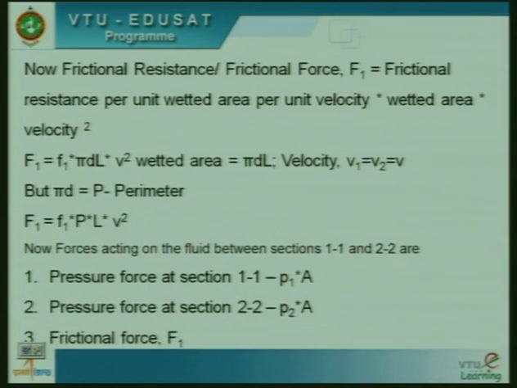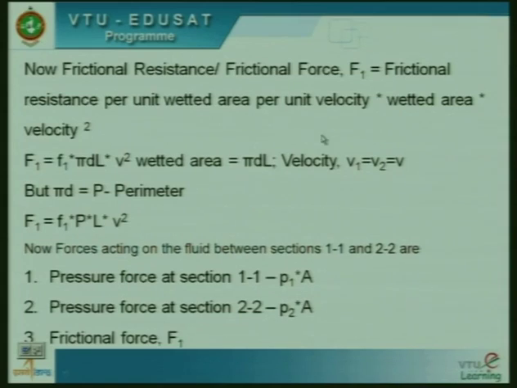Now, the frictional force, which is always opposite to the direction of flow, I represent as capital F1. So, F1 is equal to frictional resistance per unit wetted area per unit velocity squared. This we defined as small f1 into wetted area into velocity square. Now, this capital F1 is equal to small f1 into wetted area.